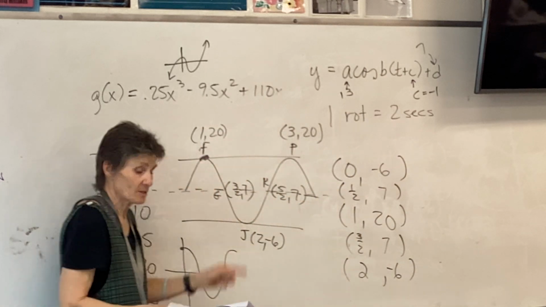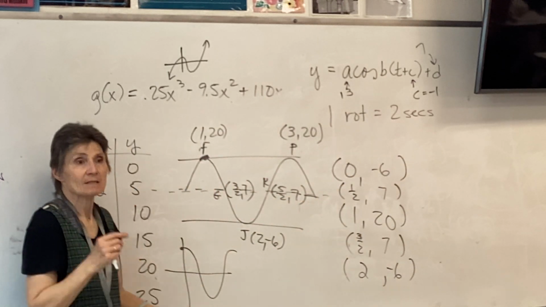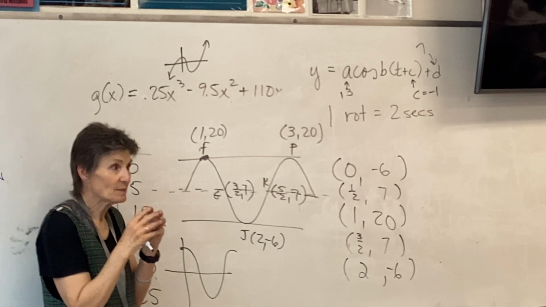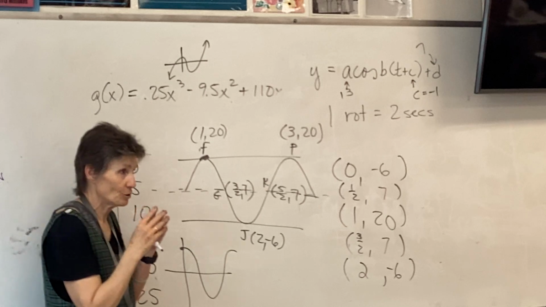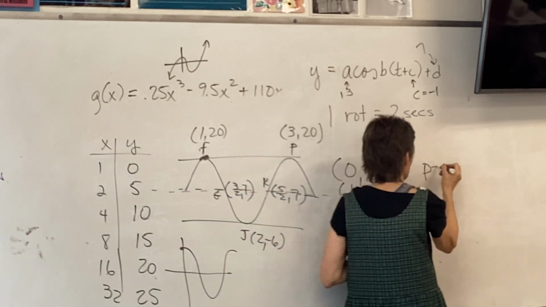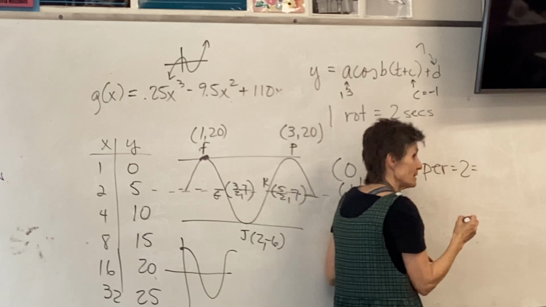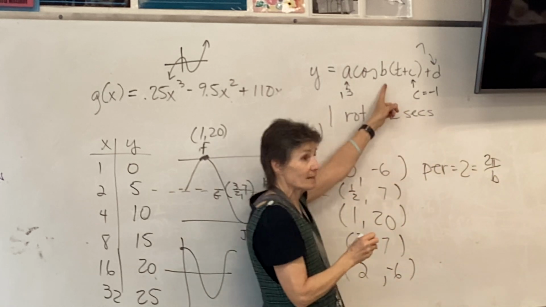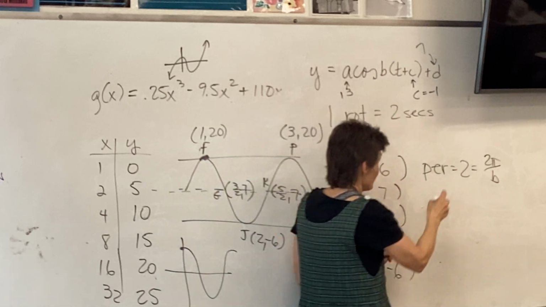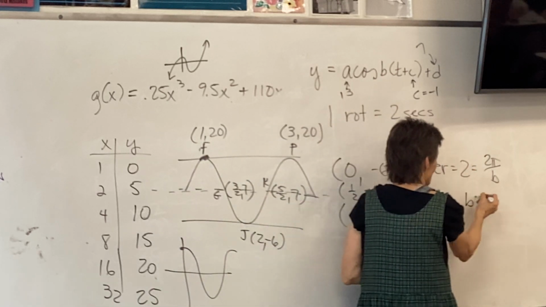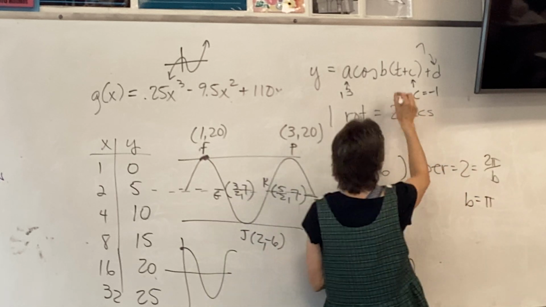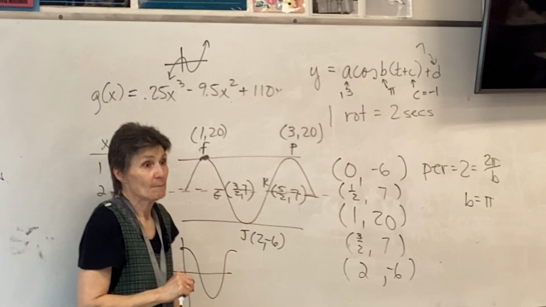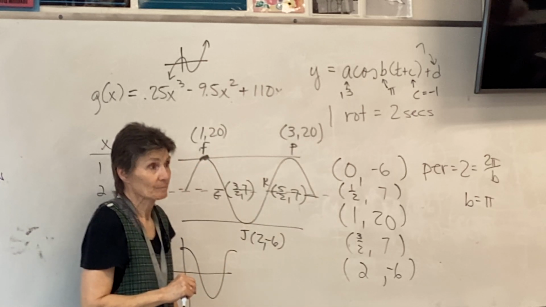And the only thing left is the hardest one, and that's the B, which is going to influence the period. What did we say our period was? 2. So if our period is 2, our period is supposed to be 2 pi, but it's been divided by that number. So if 2 is 2 pi over B, then it looks like B has to be pi. So there are your values for A, B, C, and D.